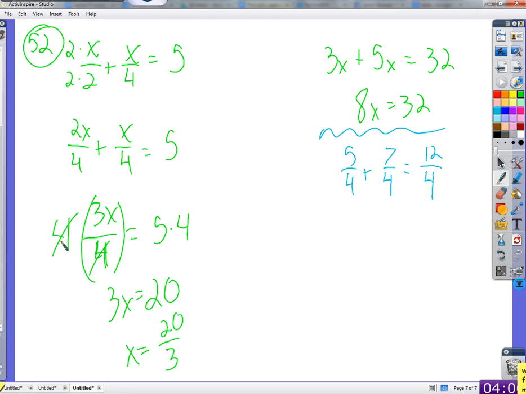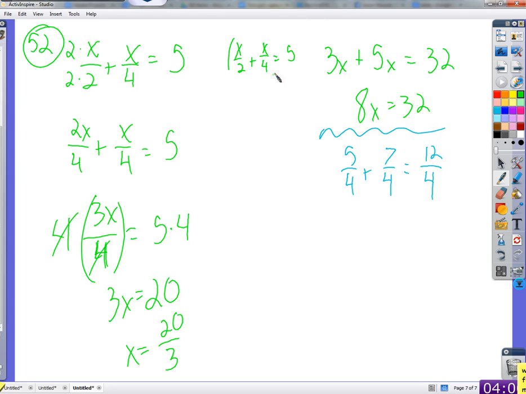We could also go back to the very first step. x over 2 plus x over 4 equals 5. Same idea as here, right? If we multiply by 4, right? Caroline, why did you multiply by 4 this step? To get rid of the denominator. Cancel out the denominator. Don't deal with fractions, right?